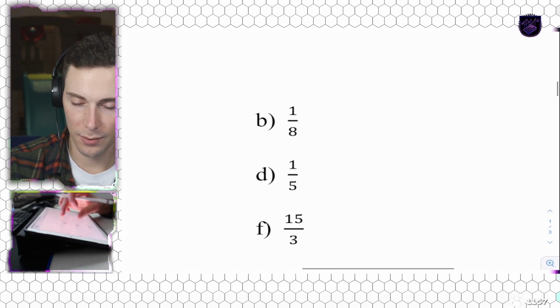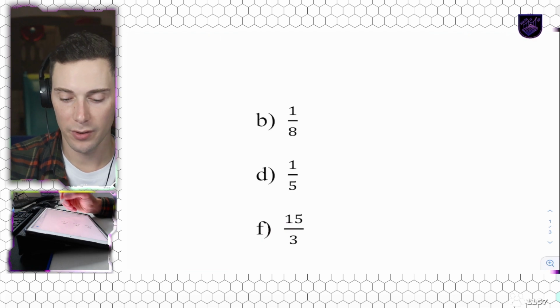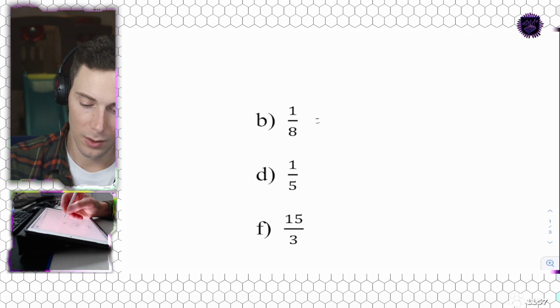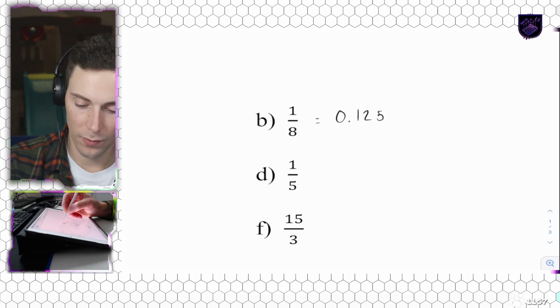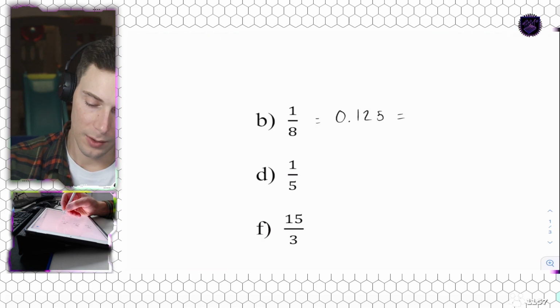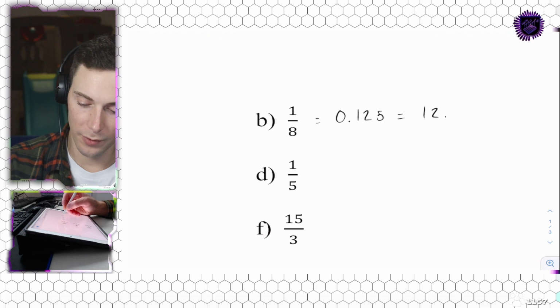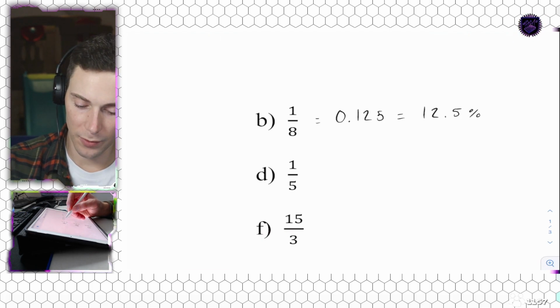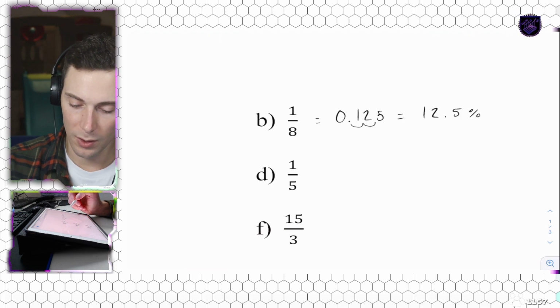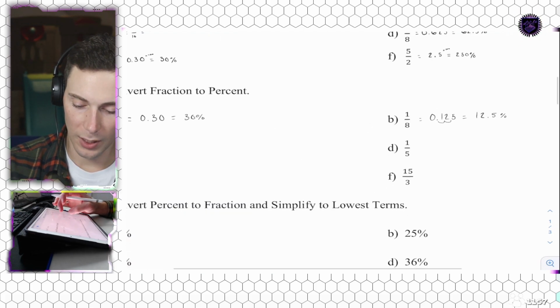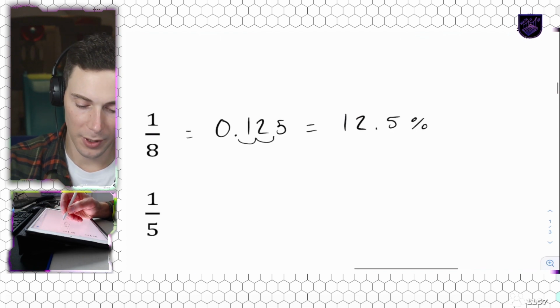1/8. An eighth is 0.125 as a decimal, 0.125, and this will equal 12.5%. Remember, shifting our decimal place over 2, 1, 2, 12.5%. Shifting our decimal place is also like multiplying by 100.